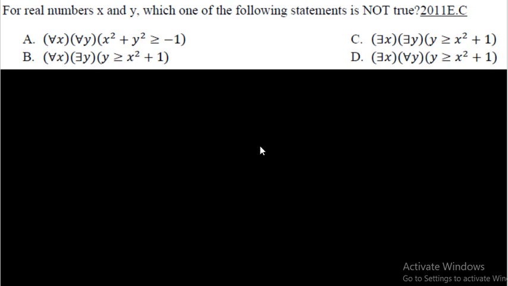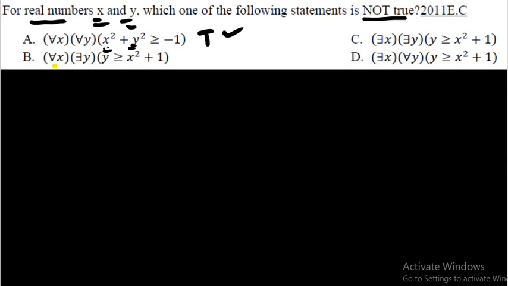The next question says: for real numbers x and y, which one of the following statements is not true? Choice A: any real numbers x and y can be taken, squared and added, and they are always greater or equal to -1. That is true. The square of a number cannot be negative. Even if we take 0, 0, the minimum is 0. Negative numbers, when squared, become positive, and positive plus positive is positive. So it is always greater or equal to -1. That is true.